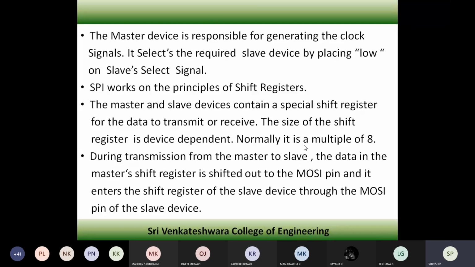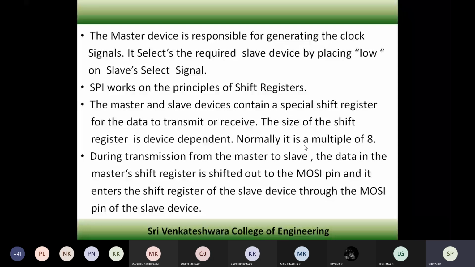Whenever the transmission is from master to slave, the data in the master shift register is shifted out to the MOSI pin. The MOSI pin is nothing but the master out, slave in pin. Whatever data is in the master shift register will be shifted out to the MOSI pin, because the MOSI pin sends the data to the slave. Here, with the master at the writing end and the slave at the reading end, the data enters the shift register of the slave device through the MOSI pin of the slave device.